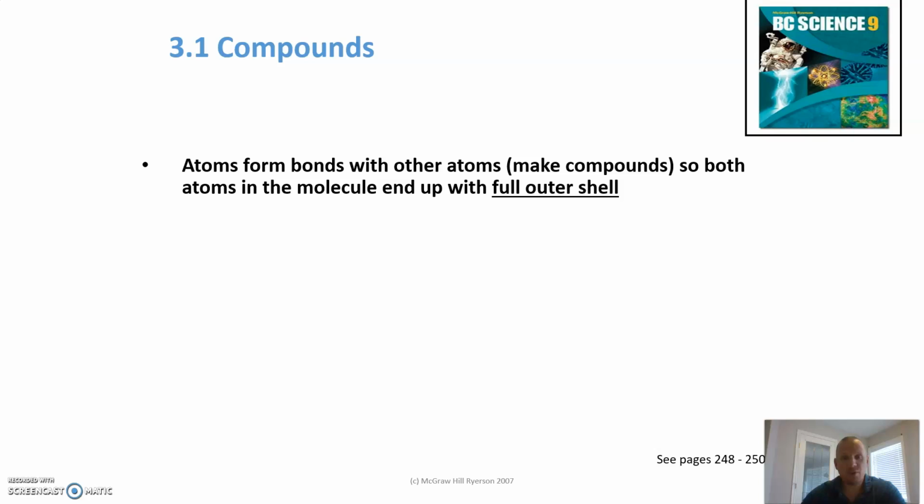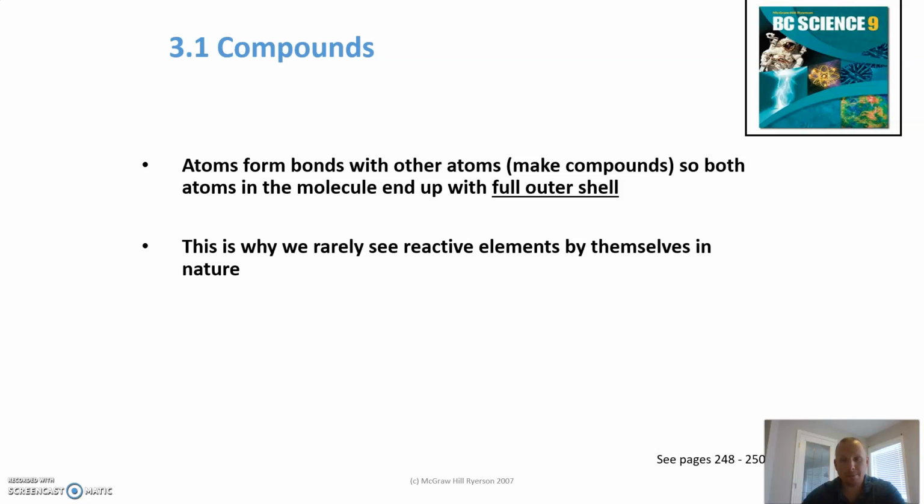So atoms form bonds with other atoms and they make compounds. And the reason they do that is so that both atoms in the molecule will end up with a full outer shell of electrons. So it benefits both of them. And that's why we don't see very many single elements in nature by themselves. They're usually in compounds, especially the reactive ones.